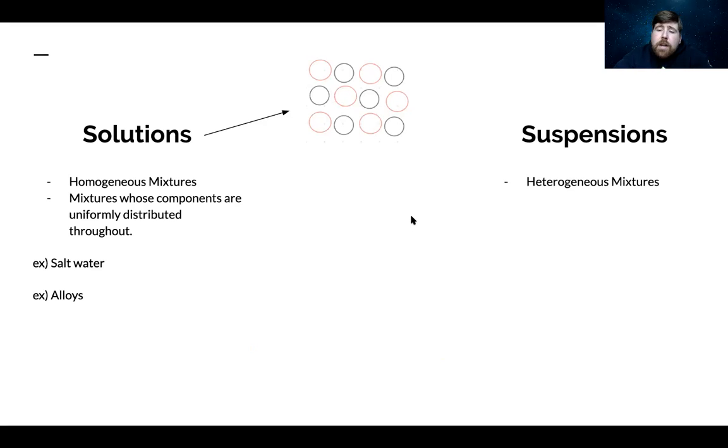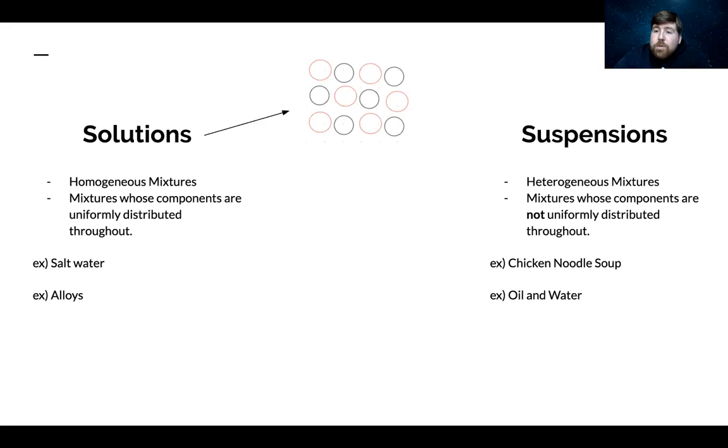Suspensions are defined as heterogeneous mixtures, and basically they're the opposite of solutions. They're going to be when the substances combine, but not in a uniform distribution. Some examples of this would be chicken noodle soup. That's one of my favorite examples to use. But a more chemistry related one would be like oil and water.